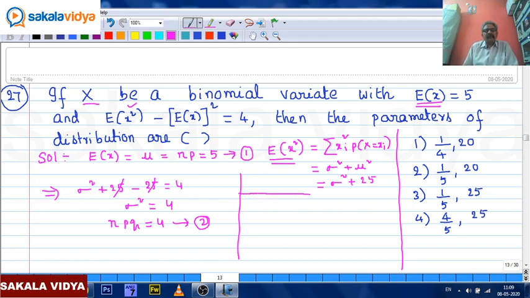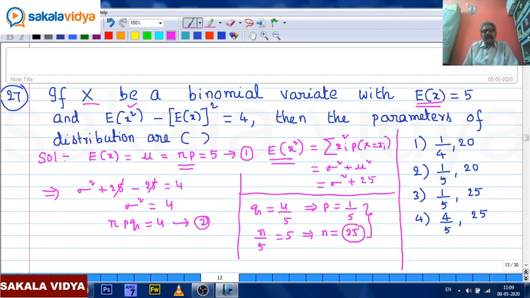So dividing equation 2 by equation 1, q will be 4 by 5. P will be 5 minus 4, 1 by 5, p is 1 by 5. From equation 1, np is equal to 5, so n by 5 is equal to 5, n is equal to 25. So the parameters are 25 and 1 by 5, the third option is the right one.